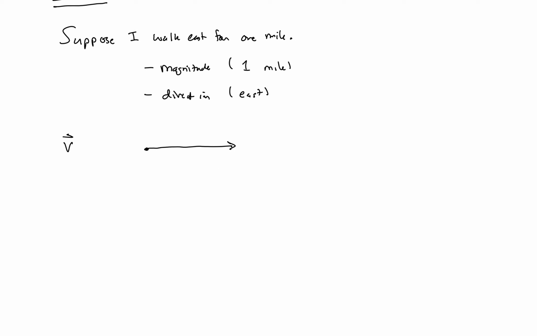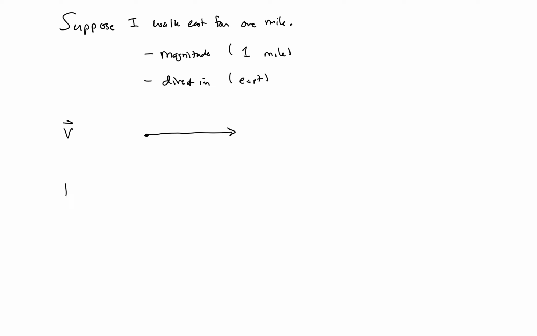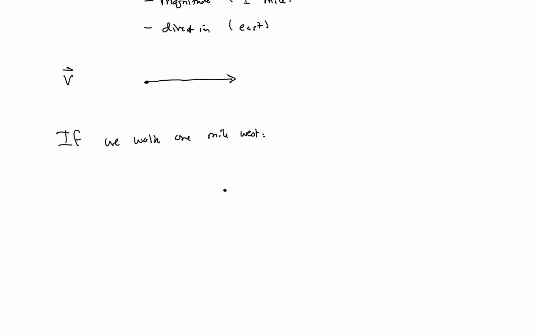We could also walk in the other direction. If we walk 1 mile west, well, this has the same magnitude, but the exact opposite direction. So it would look something like this. We're going to denote this as negative v, because notice if I walked 1 mile east and then 1 mile west, I'd be exactly where I started, so I wouldn't have moved anywhere. So it makes sense to call this negative v.